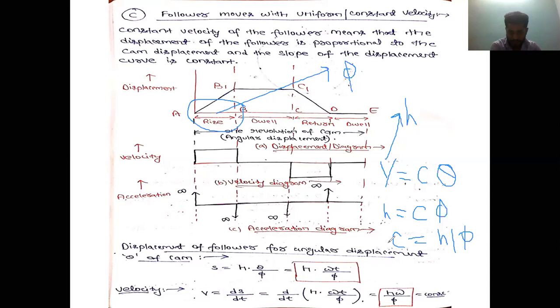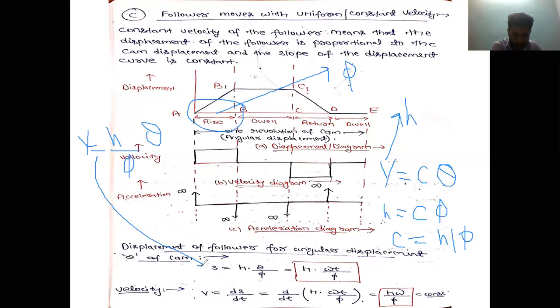Now this expression, C is equal to h upon phi, I can substitute the value of C in this original expression. Let us substitute. What value will I get? I will get y is equal to C, and C is h by phi, into theta. So y is equal to h into theta by phi. This is that expression.